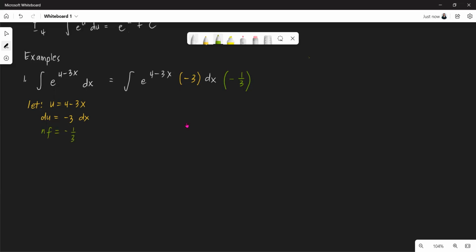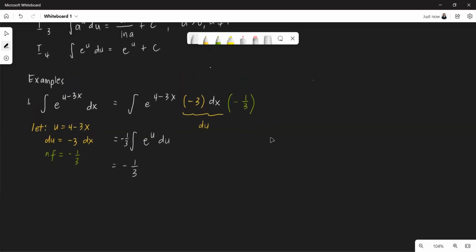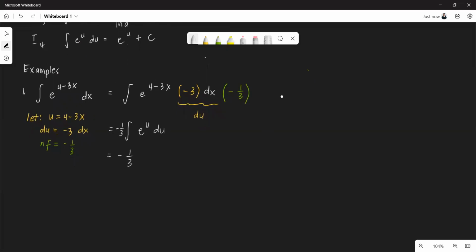So this is now our du, the negative 3dx is the du, and the e raised to the power 4 minus 3x now becomes e raised to the power of u. The negative 1/3 neutralizing factor is a constant, so we can put it outside. So we have negative 1/3, and then using integration formula number 4, the integral is e raised to the power of u plus c.